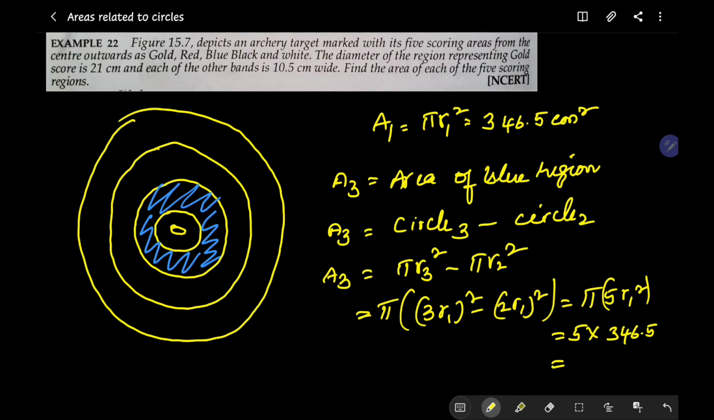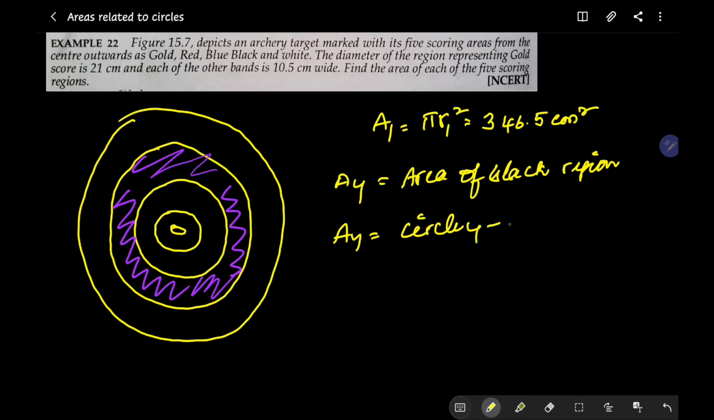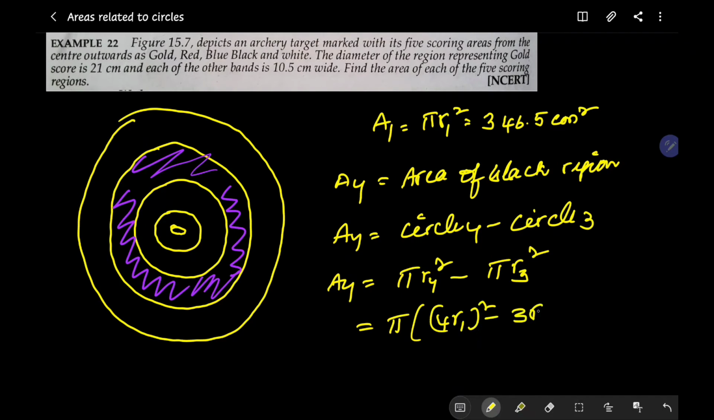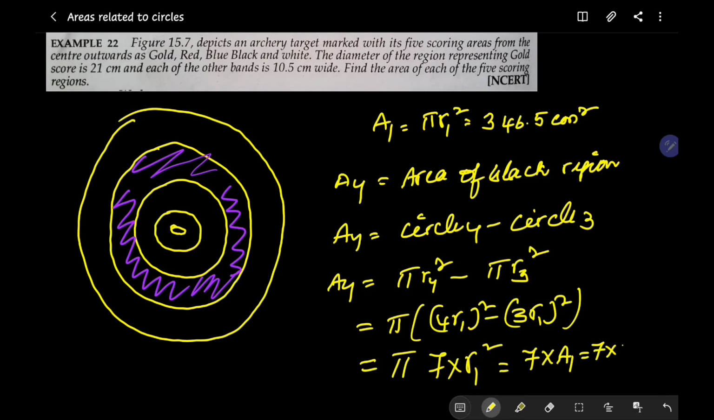Then we get the area A3 as 1732.5 centimeter square. Similarly, for finding the black region, subtract the third circle from the fourth circle and we get A4 as 7 times pi r1 square, which is 2425.5 centimeter square.